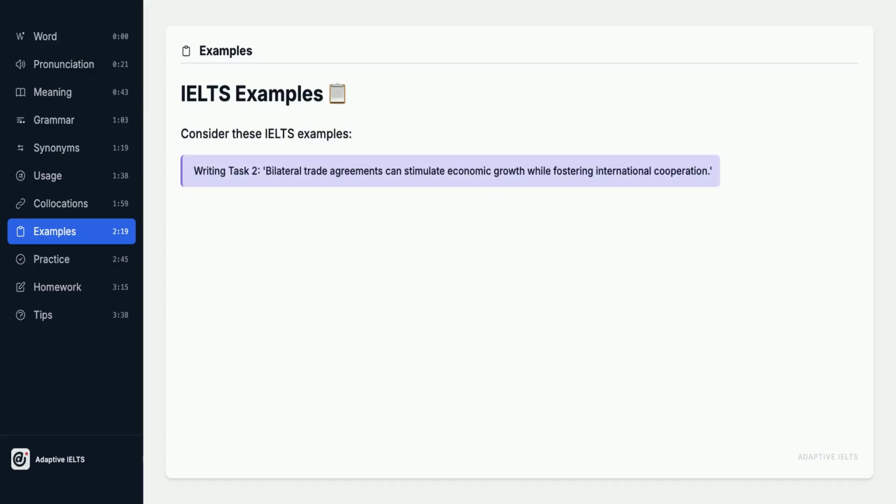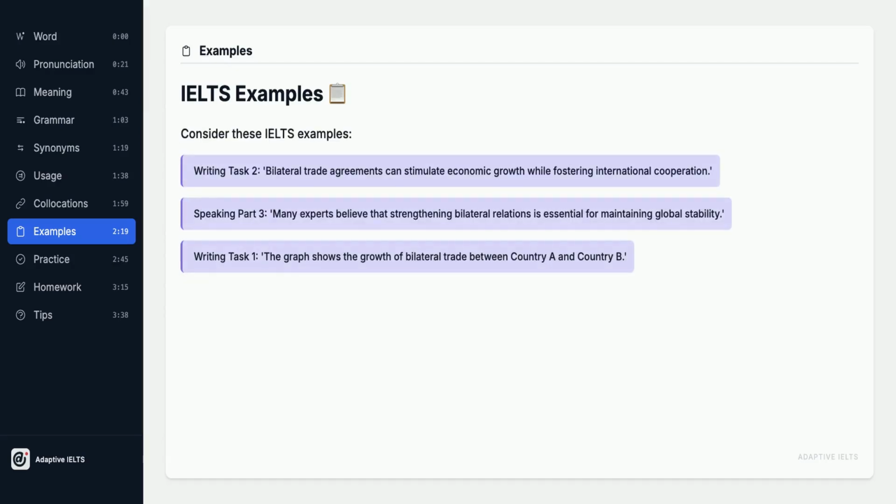Consider these IELTS examples. Writing Task 2. Bilateral trade agreements can stimulate economic growth while fostering international cooperation. Speaking Part 3. Many experts believe that strengthening bilateral relations is essential for maintaining global stability. Writing Task 1. The graph shows the growth of bilateral trade between country A and country B.